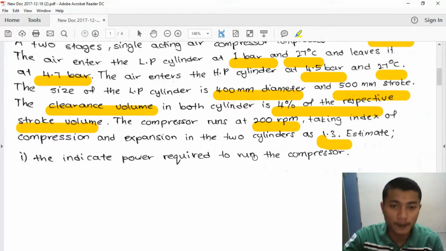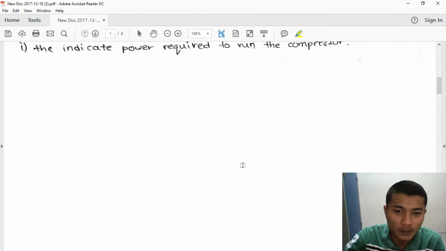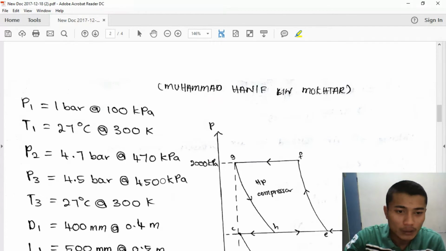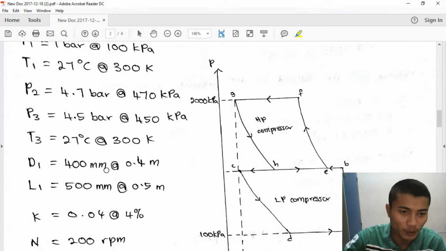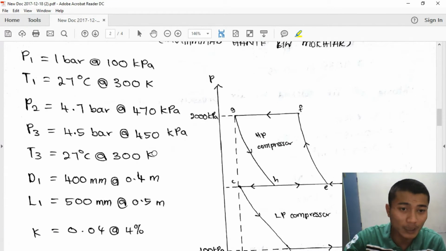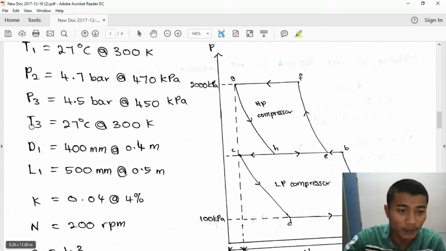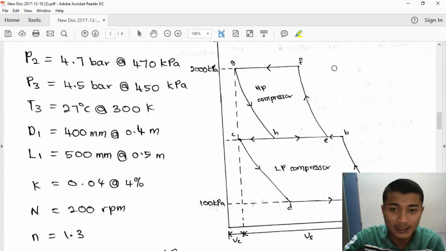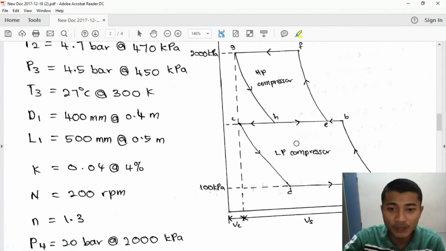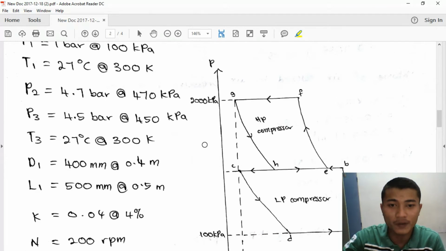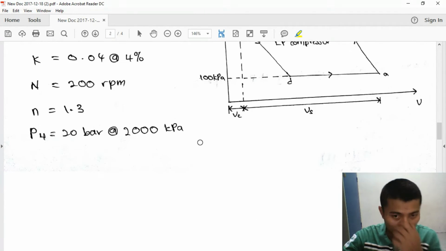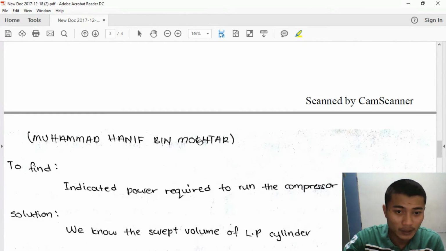From the question, we need to list all the important points before we start to answer. After listing all the important points, we sketch the PV diagram to help us understand the flow of the compressor. After that, we start to answer.